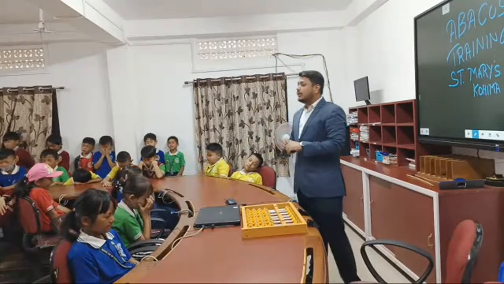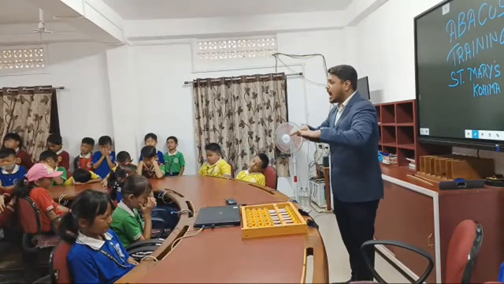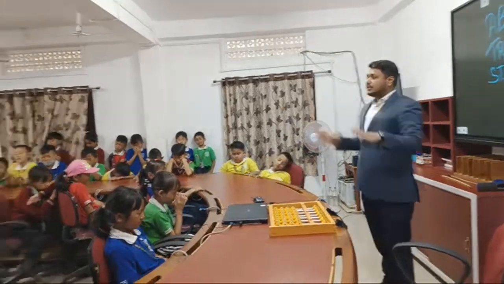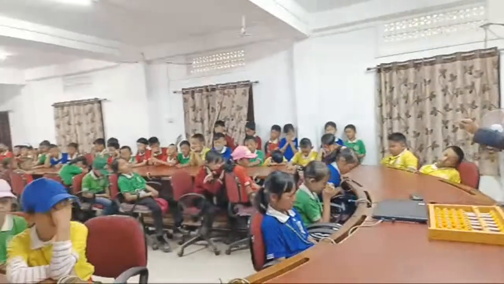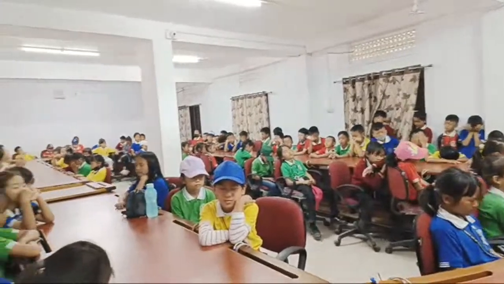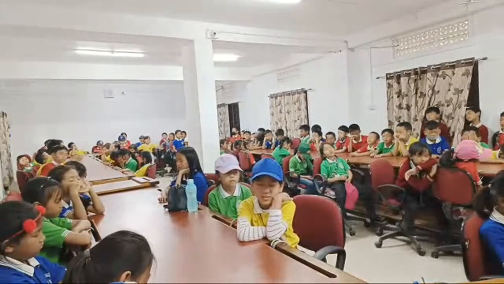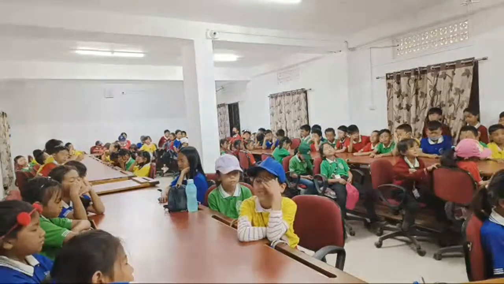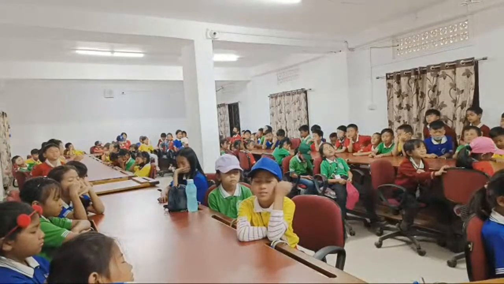Very good. Now push all the lower beads down and upper beads up, so it is a clear abacus, no bead touching your answer line. All lower beads are down, upper beads are up. So what is the answer? Zero. Very good. Keep your eyes closed and I'll tell you some numbers to do.